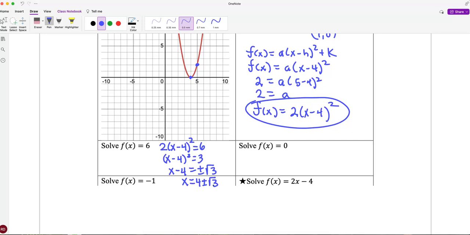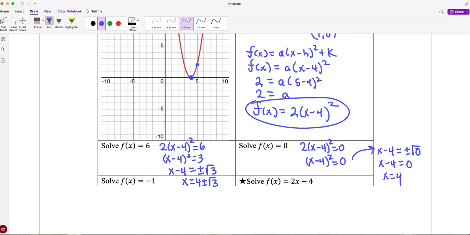Solve f of x equals 0. 2(x minus 4) squared equals 0. Divide both sides by 2. You get (x minus 4) squared equals 0. Take the square root of both sides. x minus 4 equals plus or minus the square root of 0. x minus 4 equals the square root of 0. That's just going to be 0, so x equals 4. This one I could have seen in the graph. Where is the y value equal to 0? It only happens when x is 4.